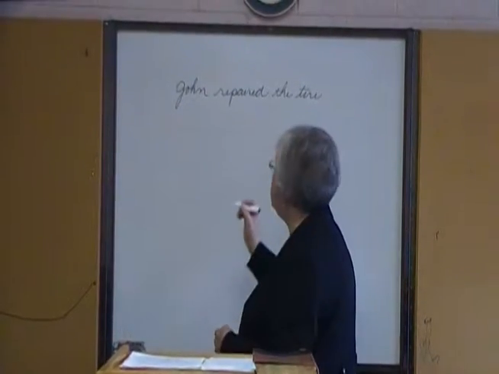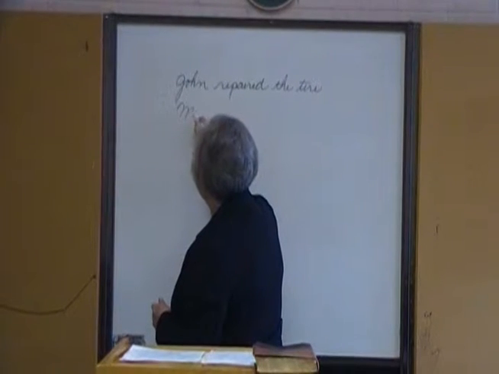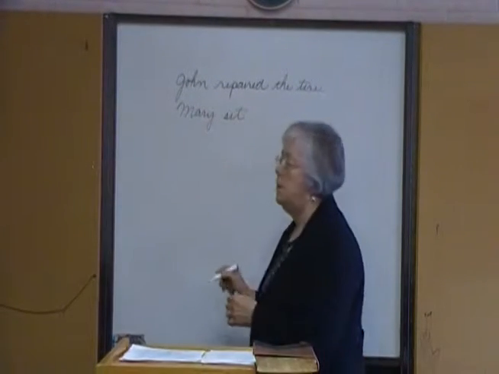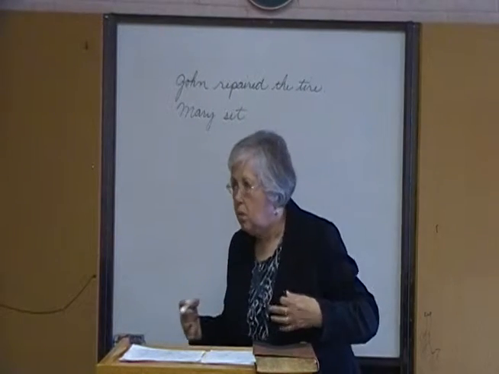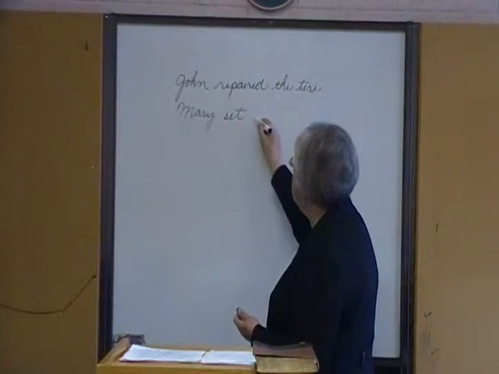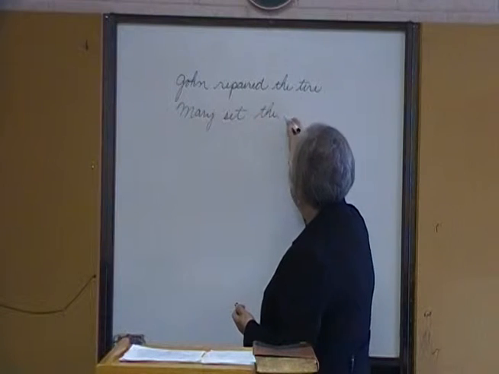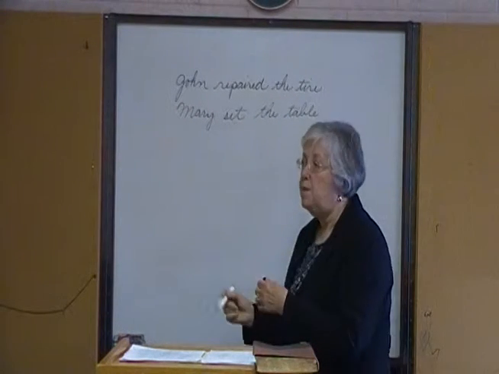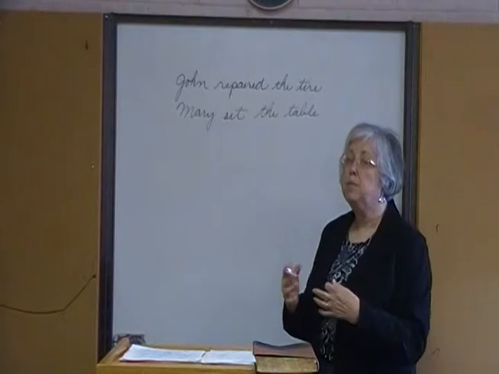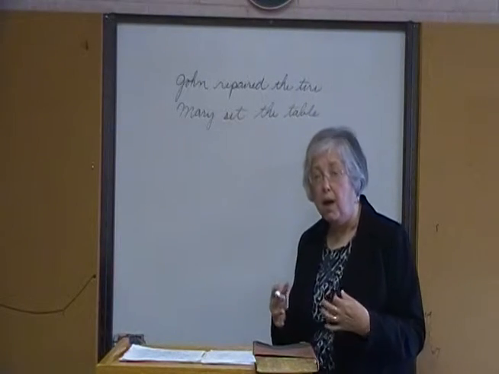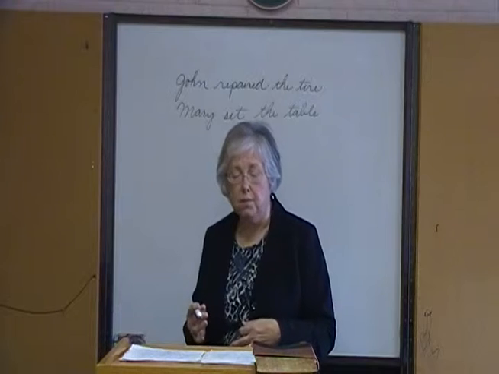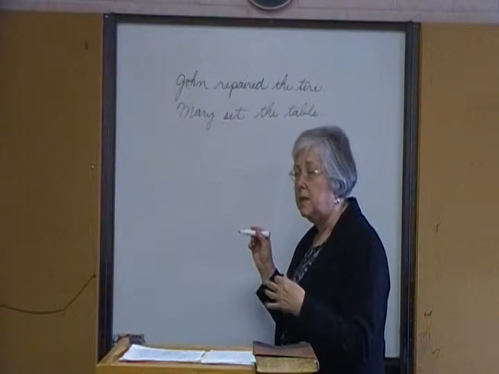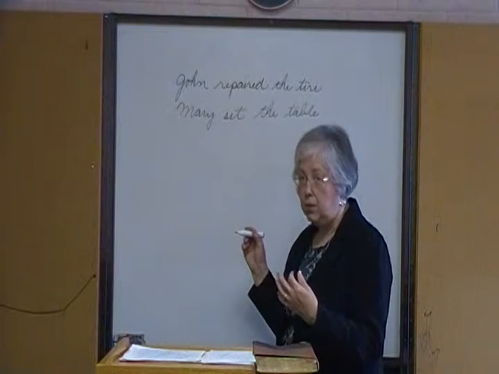Let's look at another example. Mary set what? Mary set the table. The table is the completer. It completes the meaning begun by the subject and its verb. Let's take a look at another one. Those verbs are action verbs. Let's take a look at the linking verb.